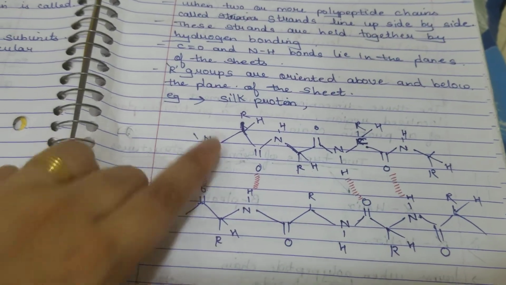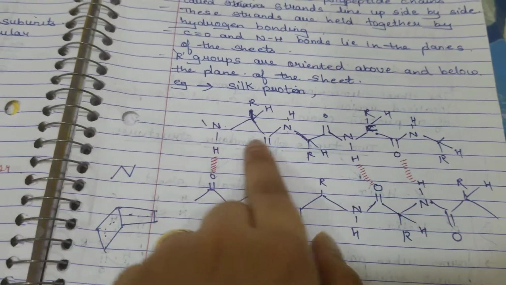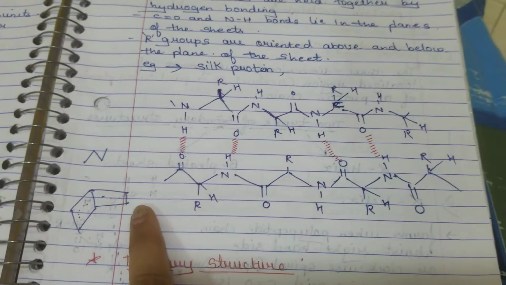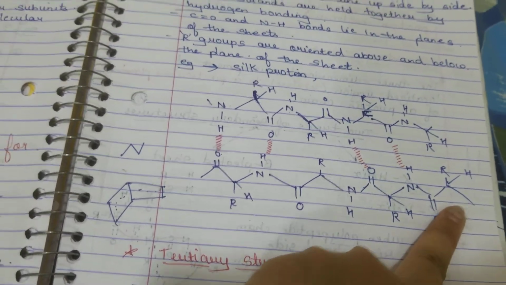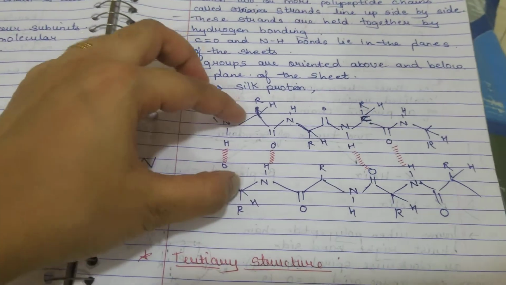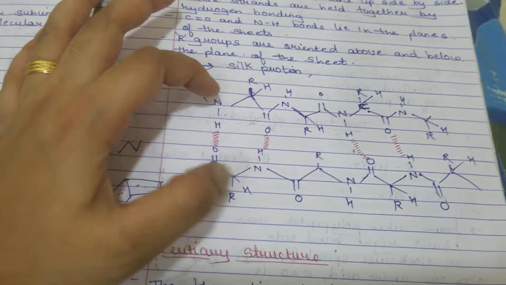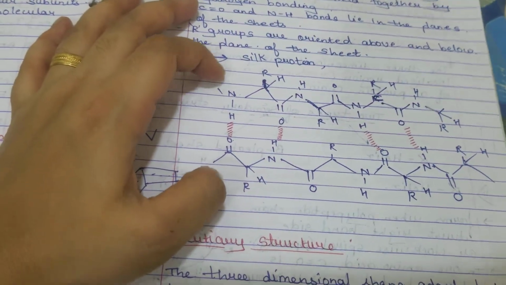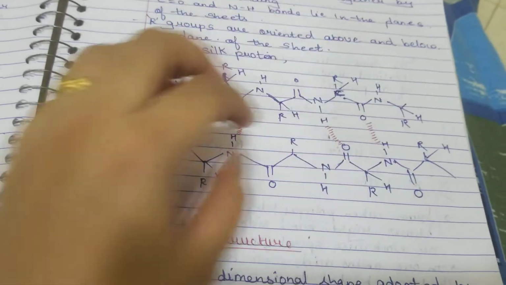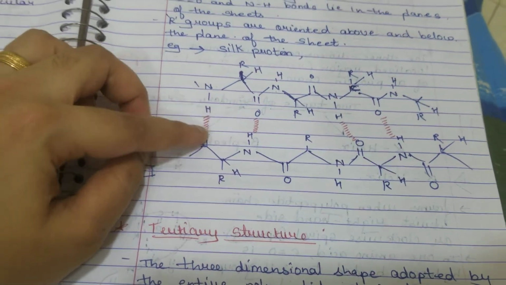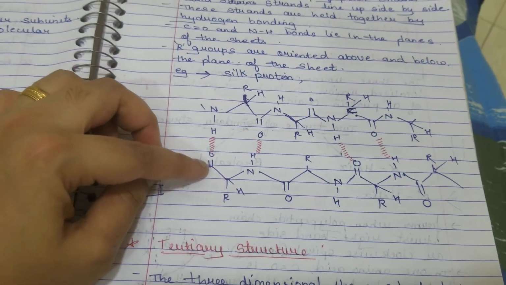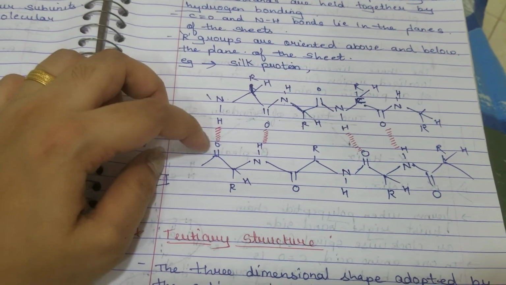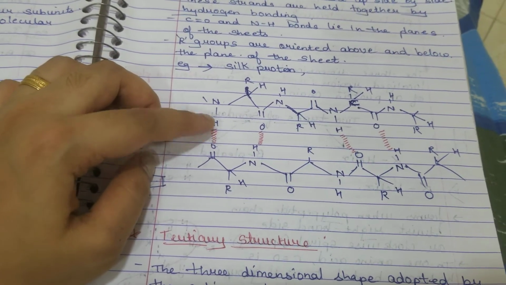So I told you we were talking about these two strands. This is one polypeptide chain, and this is the other polypeptide chain, right? You can also term them as strands. Both these polypeptide chains are held together by hydrogen bonds. Here the C=O and the NH, so the hydrogen bond is formed between O and H.